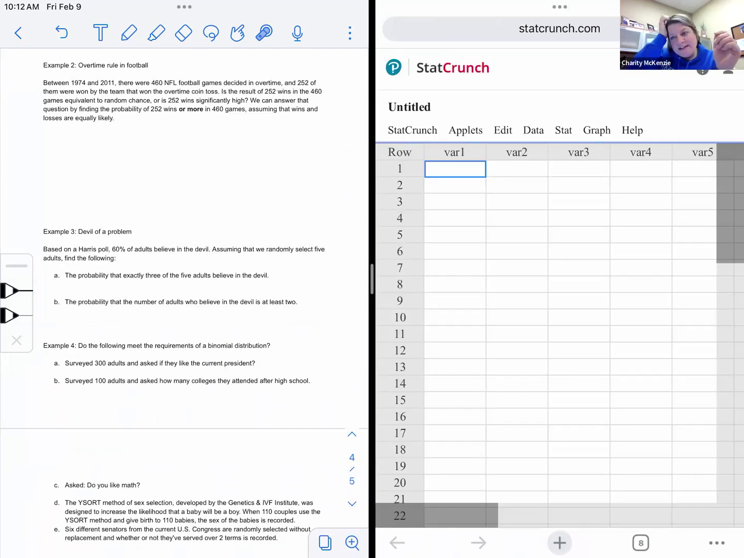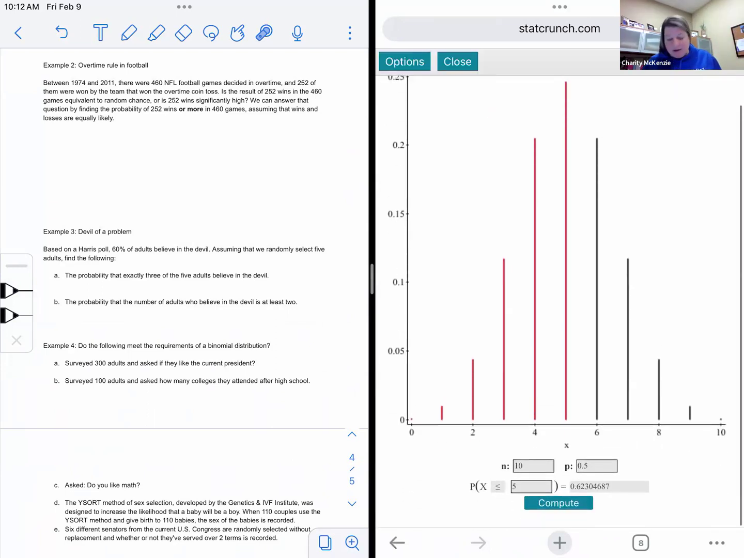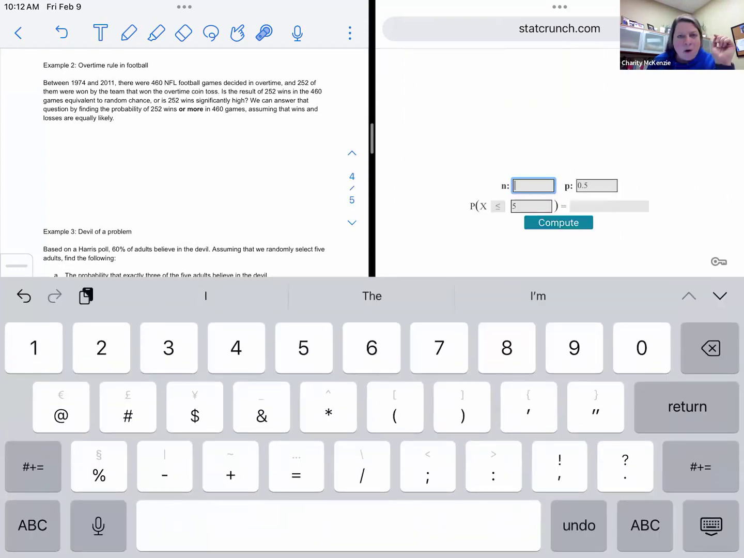Okay, so where we go for this, if you look at your notes, you go to Stat, Calculator, Binomial. So it's a binomial calculator, looks like this. So for football, we need to put in our n, that's our number of games, which was our total, right? 460. That's going to be our total number. And we want to keep p at 0.5 because we're testing if it is equal at that 0.5. And then we'll put in that number that we had, which was 252.